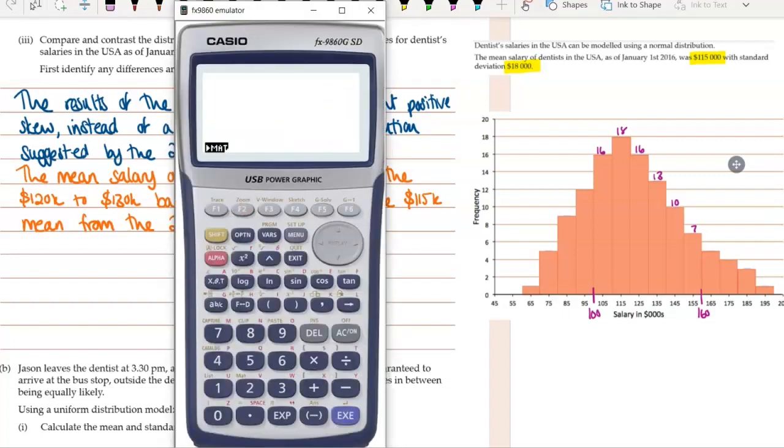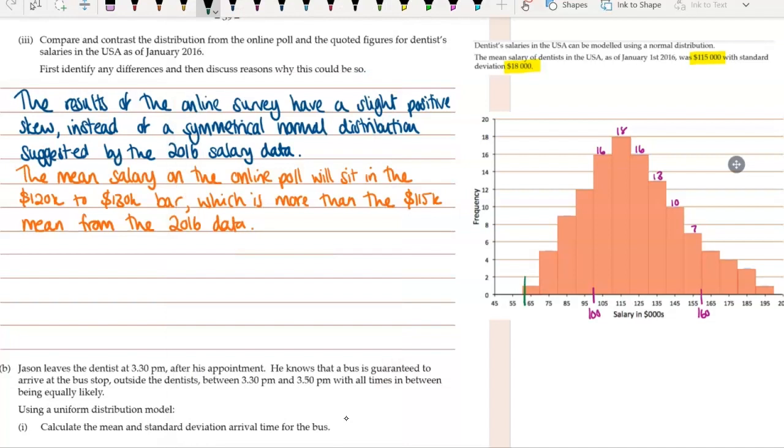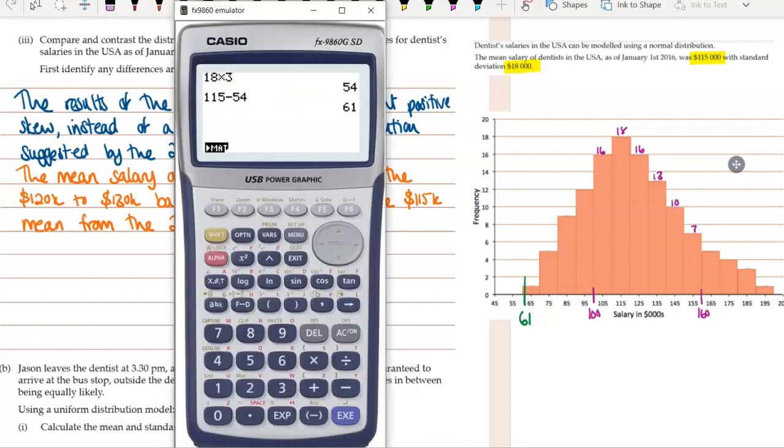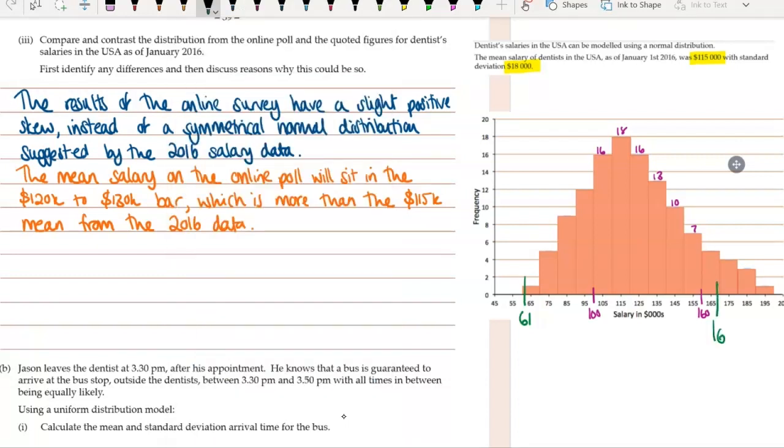So on the normal distribution, we were told that that was 18,000. Now, if it was normally distributed, then we'd have most of our data sitting within 3 standard deviations of the mean, so 3 above and 3 below. So that's a range of 54. So if we went 115 minus 54, we'd expect a lower limit about 61, which could be true for the graph that we have just here. So if we pop a 61 on here, and then if we do 115 plus 54, that would go up to 169, which doesn't quite match the data. Look, there's 169.